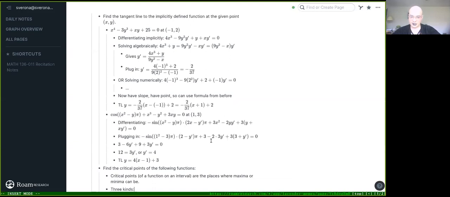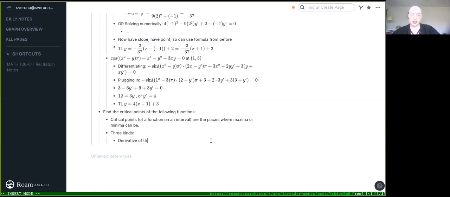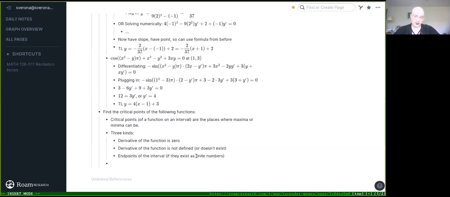There are 3 kinds of critical points. The derivative of the function is 0, so wherever the derivative is 0, I'm going to automatically have a critical point. The derivative of the function is not defined or doesn't exist, or the endpoints of the interval if they are finite. Well, let me say if they exist as finite numbers. That's a little bit more mathematically inclined way of saying that.